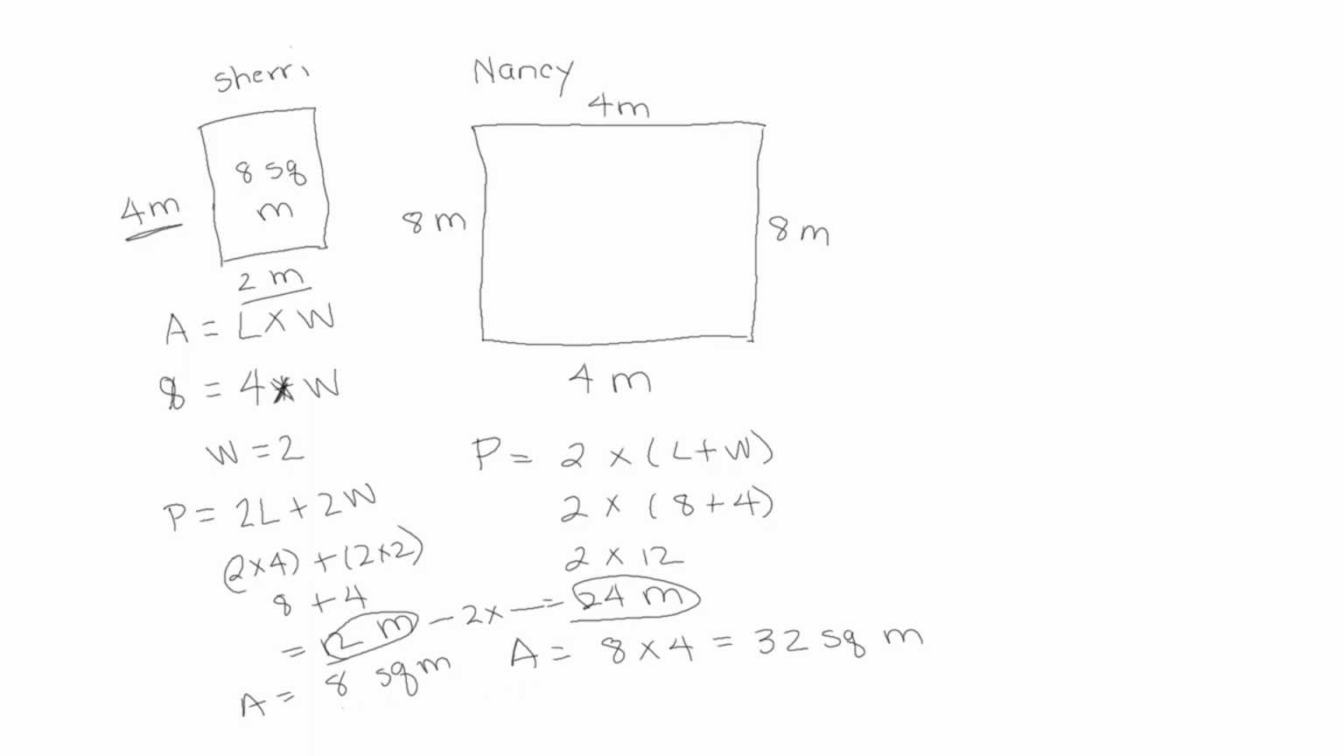But look what happened to the area. This is actually 4 times the area of Sherry's garden. Actually, we could fit 4 of Sherry's gardens inside of Nancy's. So by doubling the length and the width, we quadrupled the area. Let's use this to help us solve some problems in our problem set.